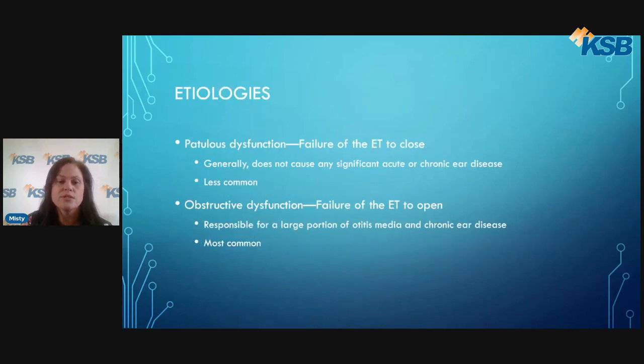There are two etiologies when it comes to Eustachian tube dysfunction, one being patulous dysfunction. Patulous dysfunction is when the Eustachian tube fails to close. It generally does not cause any significant acute or chronic diseases of the ear, and it is less common. The most common is obstructive dysfunction. This is when the Eustachian tube fails to open. This is the one responsible for a large portion of otitis media and chronic ear diseases.